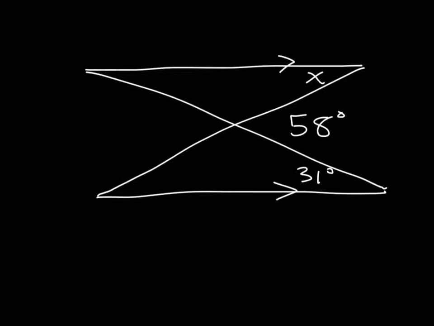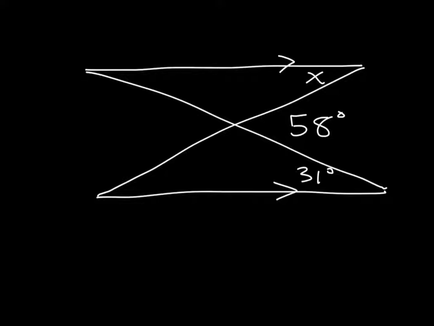Alright, let's take a look at this quick angle problem here. So, I have this kind of X figure. It has two parallel lines at the top and the bottom, and the cross of the X. So, I know a few angles. I know this angle here is 31. I know this angle is 58. Well, what does this angle equal?